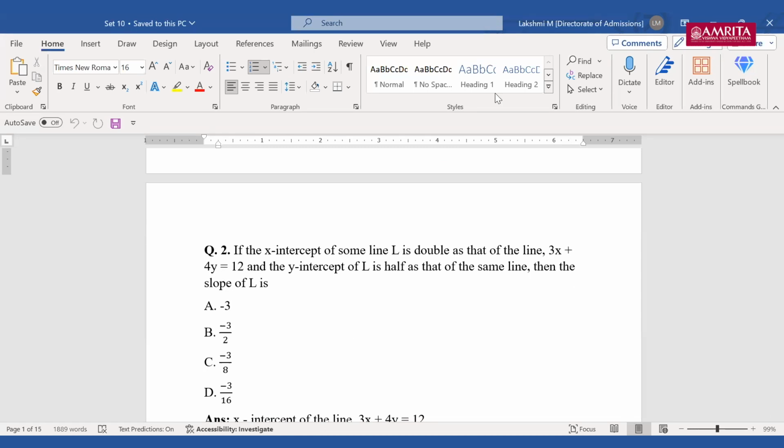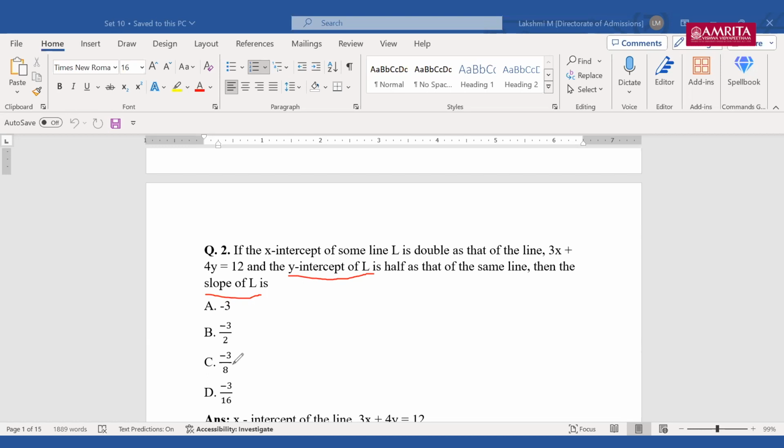I think this is last year's JEE, but I don't remember the year. If the x-intercept of some line, I would say L, is double that of the line 3x plus 4y equal to 12, and the y-intercept of L is half that of the same line, then what's the slope of L? Is it -3, -3 by 2, -3 by 8, or -3 by 16?